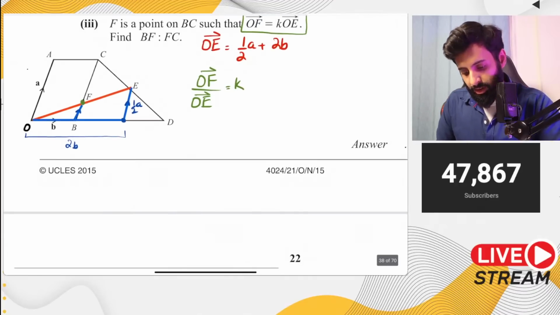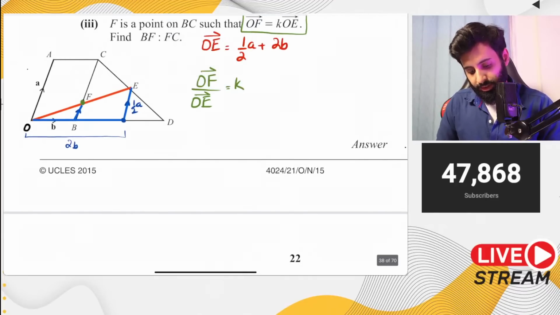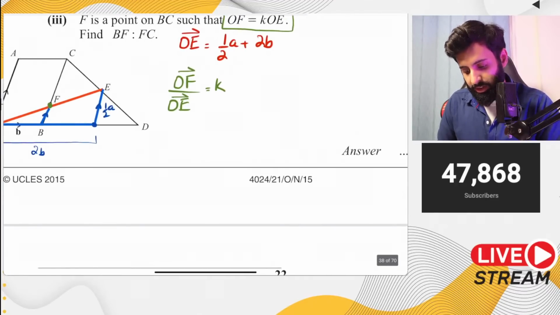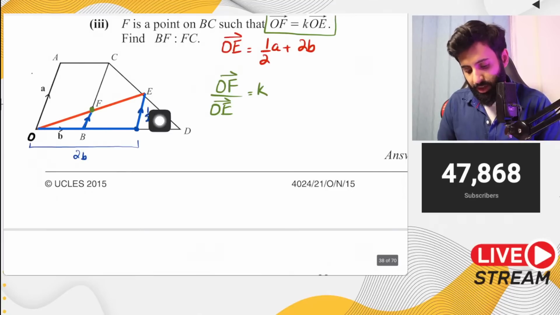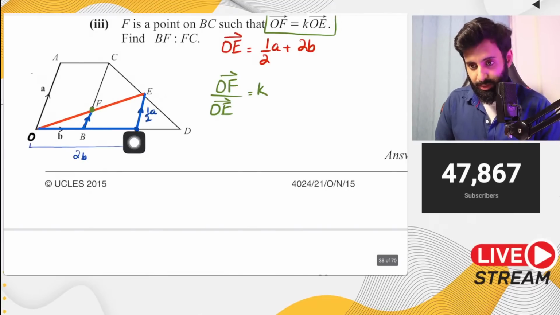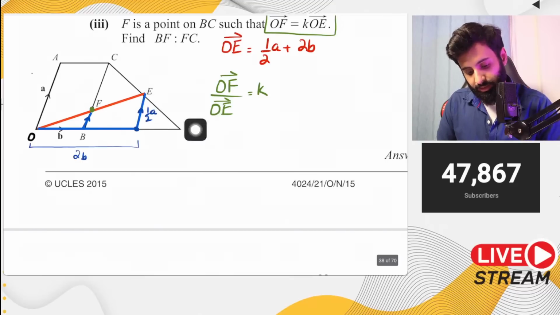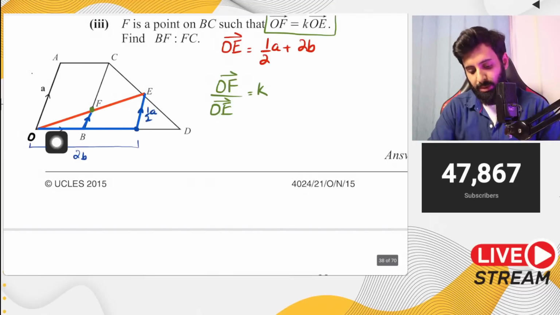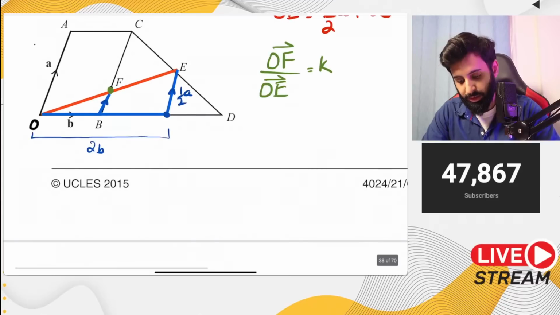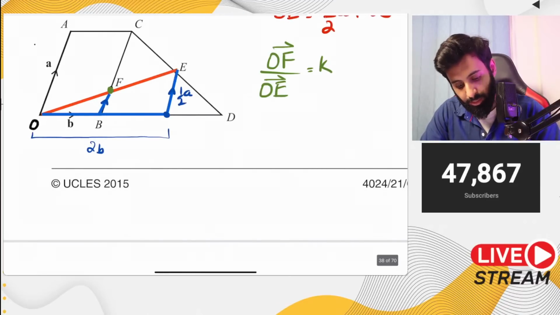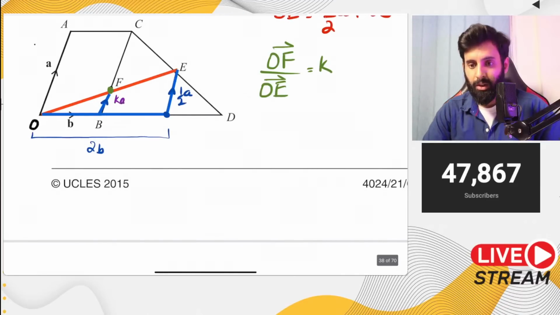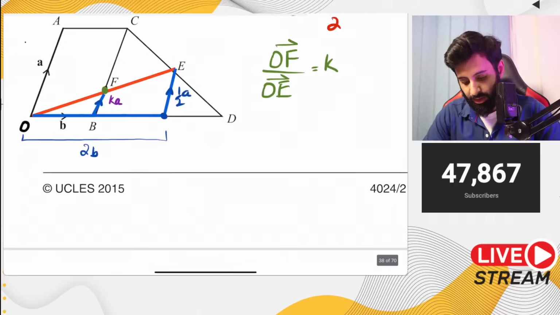Okay. Now I'll solve this. Pay close attention. Now here's OE, which is half A plus 2B. That means in order to go from O to E, it's 2B plus half A. And in order to go from O to F, here's what we're doing. We're doing B plus K times A.